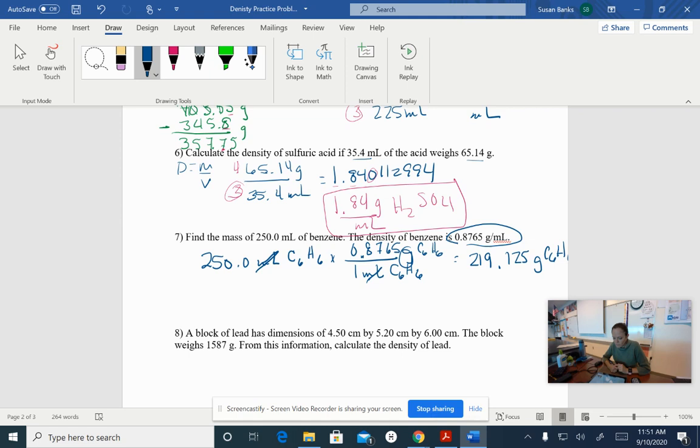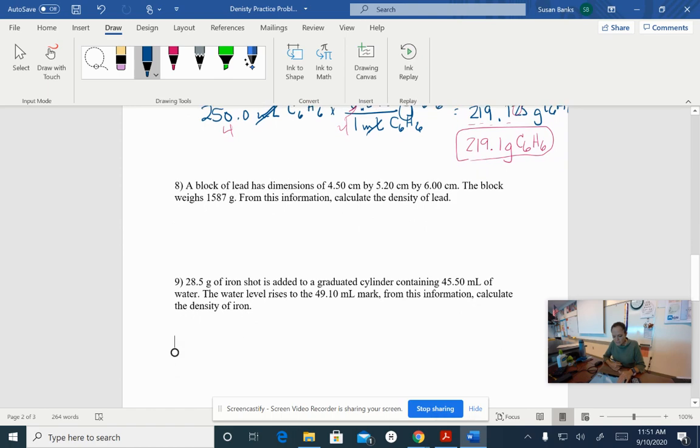Now, I can't use all of those digits, so let's look at our sig figs. Here I've got 4, and here I've got 4 as well. So 1, 2, 3, 4. That 2 tells me to round down. So 219.1 grams of benzene is what I have. Okay. Hopefully this is starting to make a lot of sense.